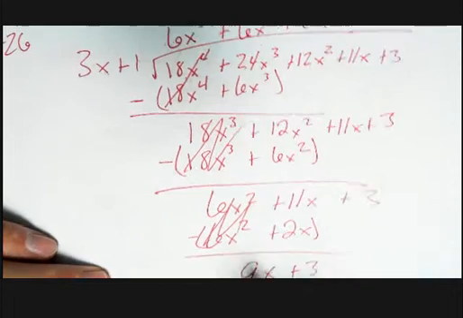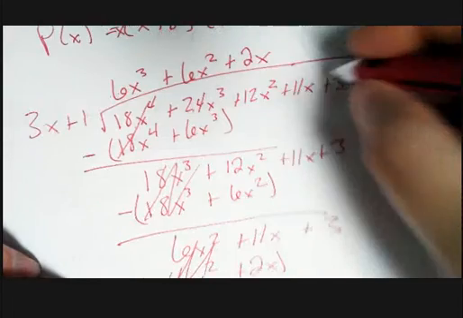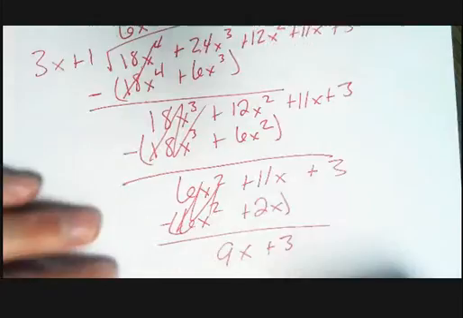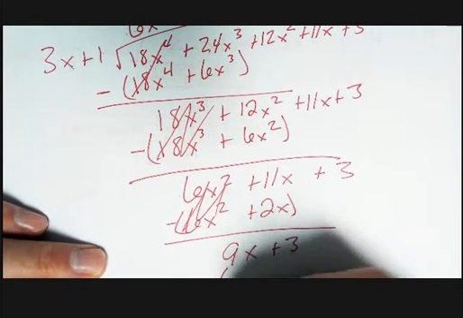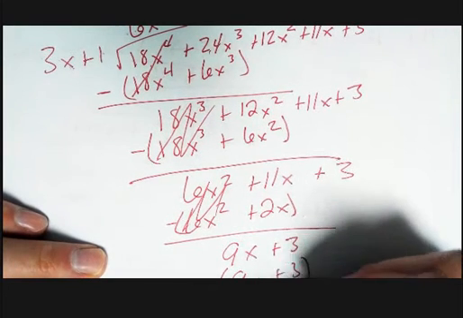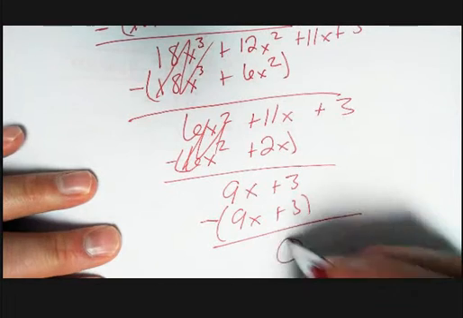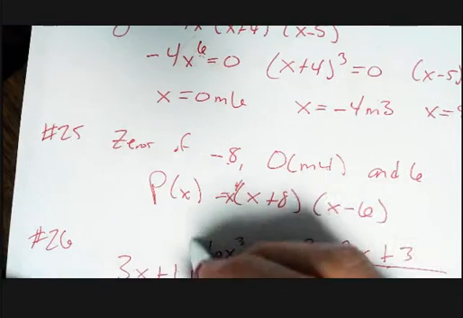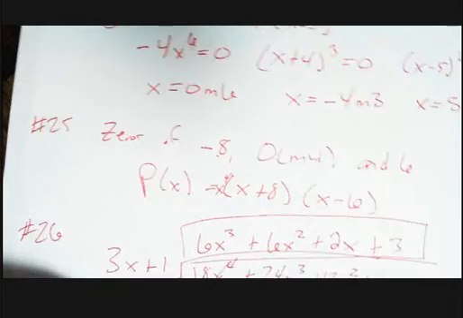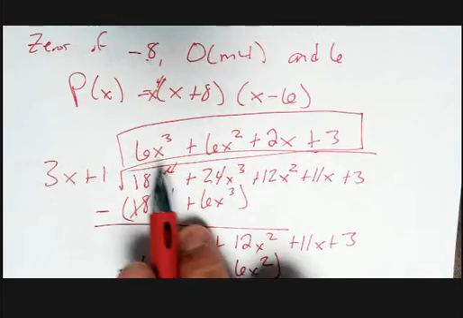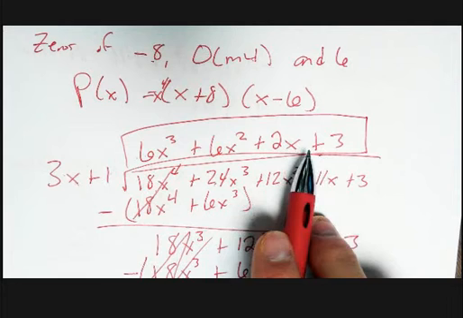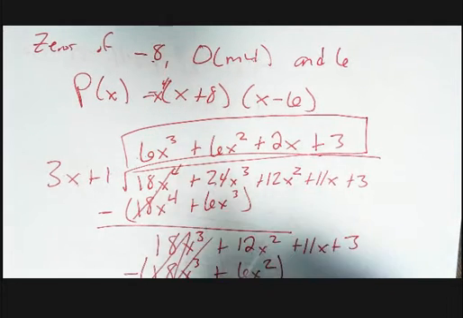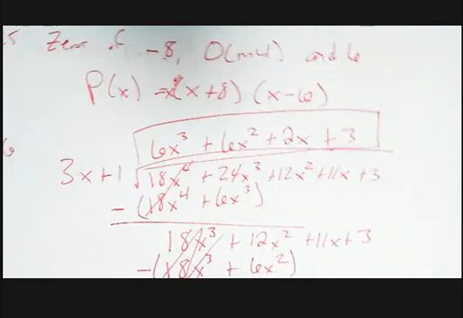Well, how do you go from 3x to 9x? You multiply by 3. Let's see if this works out. We get 9x plus 3, and look at that. Remainder of 0. So this answer has to be, that's my quotient right there: 6x cubed plus 6x squared plus 2x plus 3. That's the quotient.